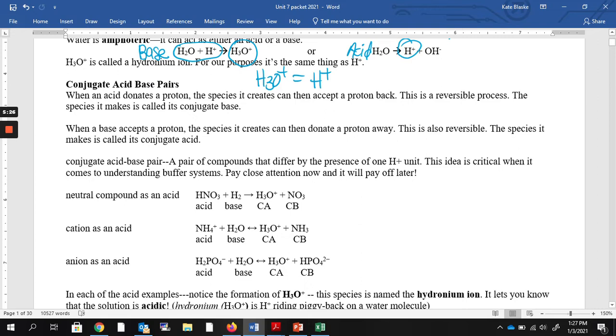Bases work out the same way. If I have a base that accepts a proton, now we have a substance that has an extra proton on it.